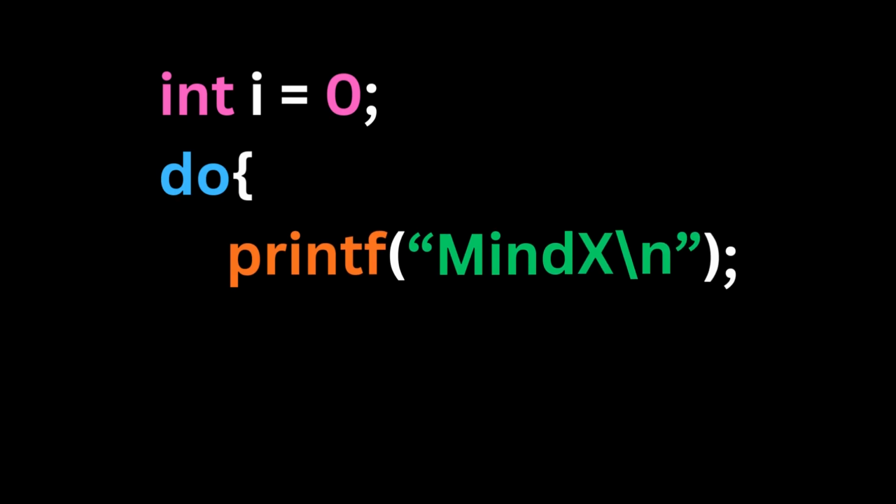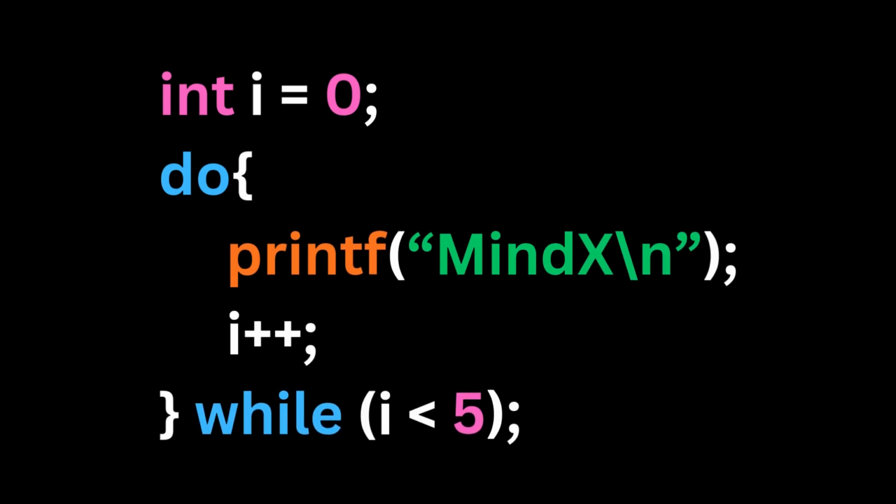Let's look at the third type of loop in C, the do-while loop. At first glance, it looks very similar to the while loop, but there is one critical difference. This loop also prints the word MindX 5 times. But what makes the do-while loop special is when the condition is checked.